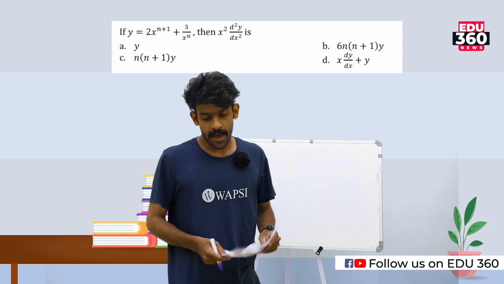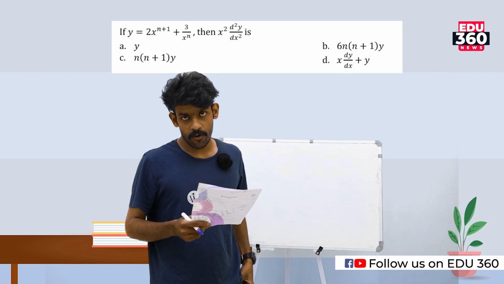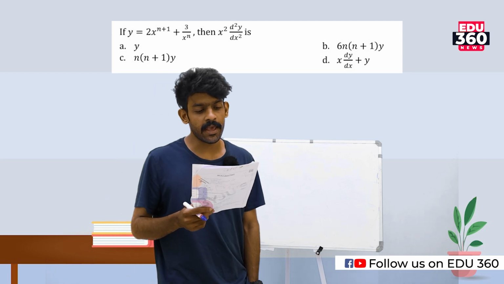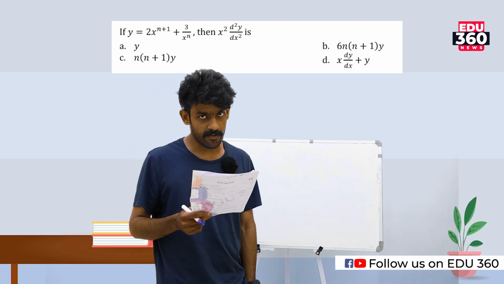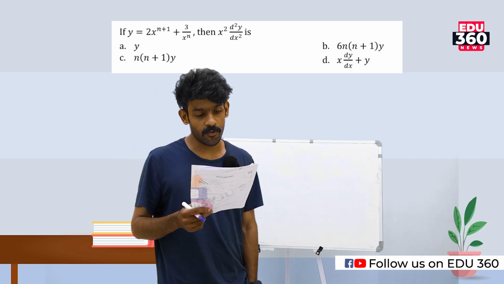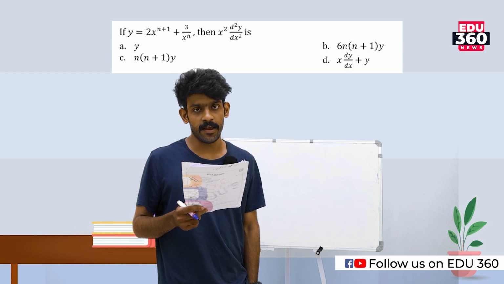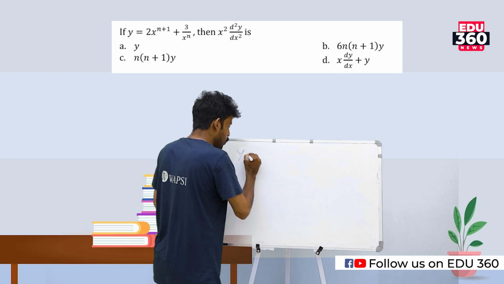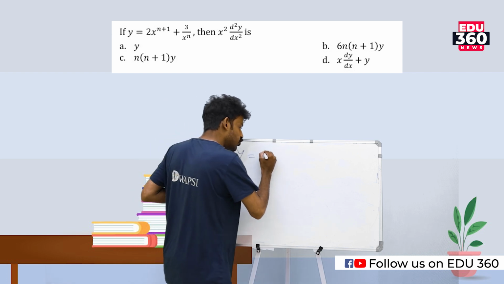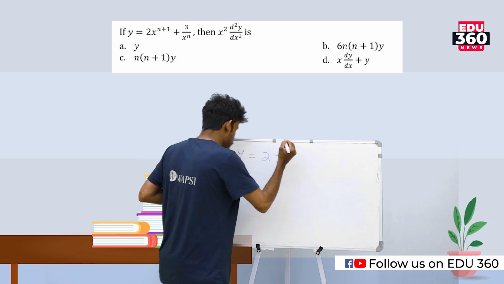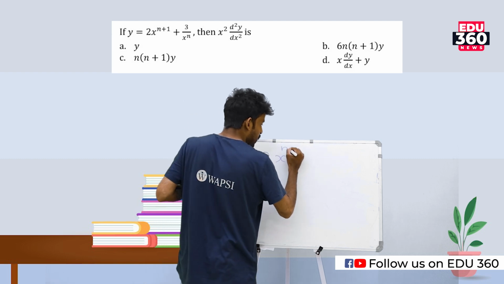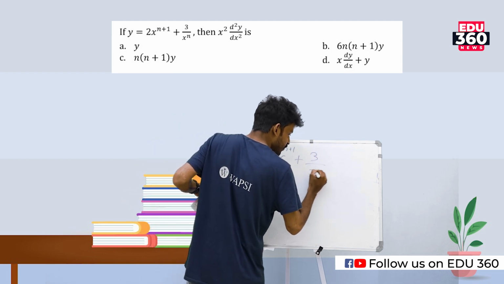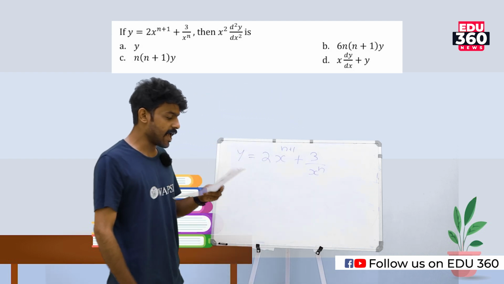Now we can move on to the next question, that means the third question. The question is, given that y is equal to 2x raised to n plus 1 plus 3 divided by x raised to n.